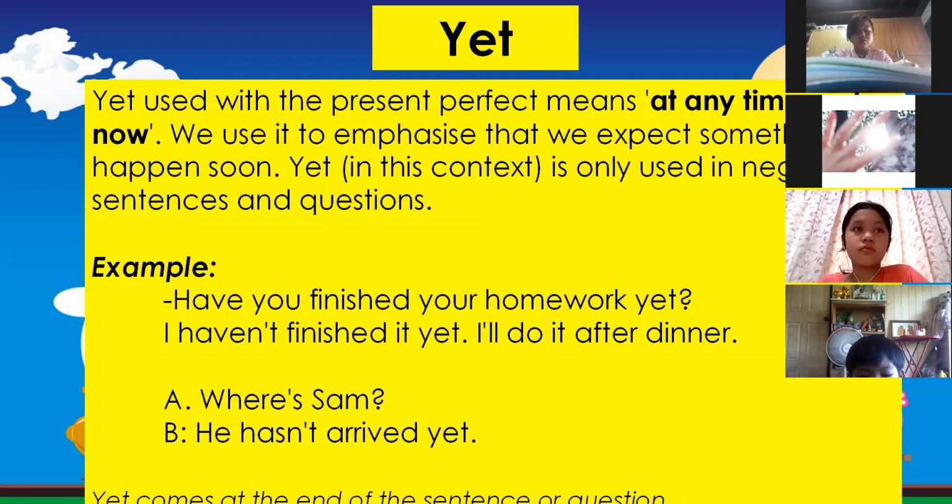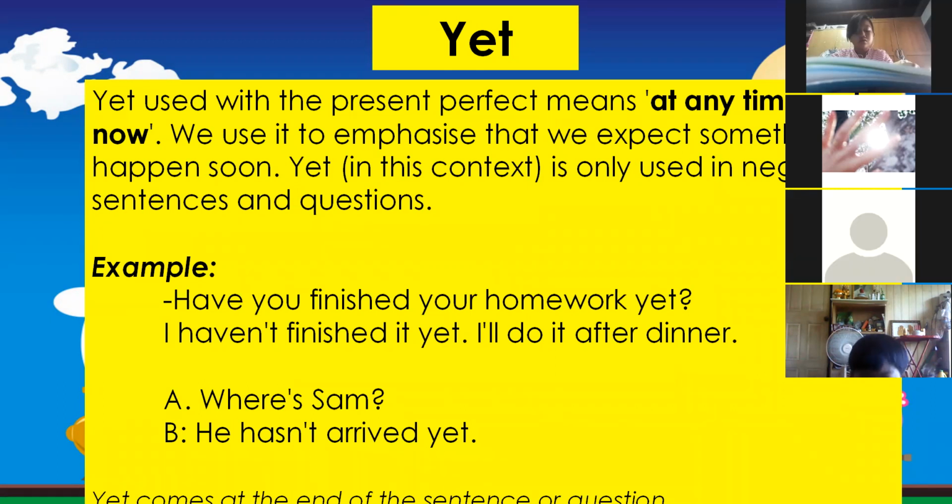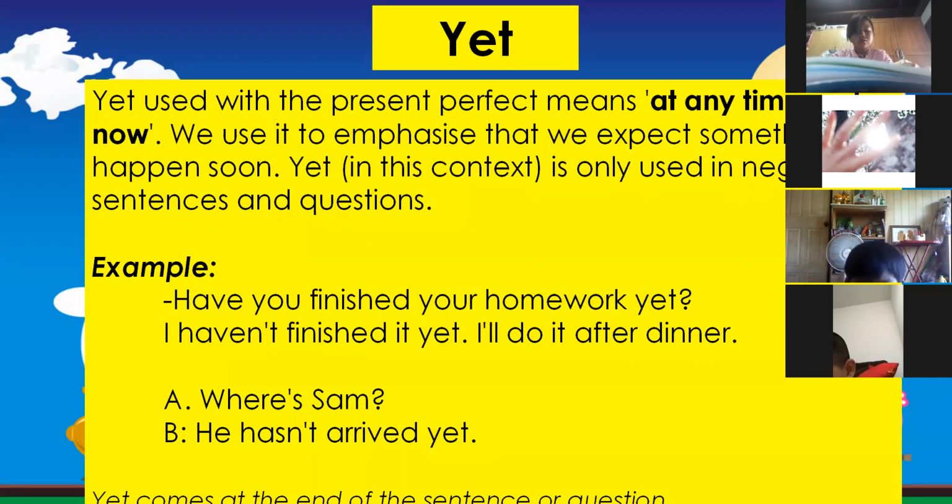Look at this one. Have you finished your homework yet? Or you can say, I haven't finished it yet. I'll do it after dinner. For another example, where is Sam? He hasn't arrived yet. We are expecting something to come up. That is when we use yet.